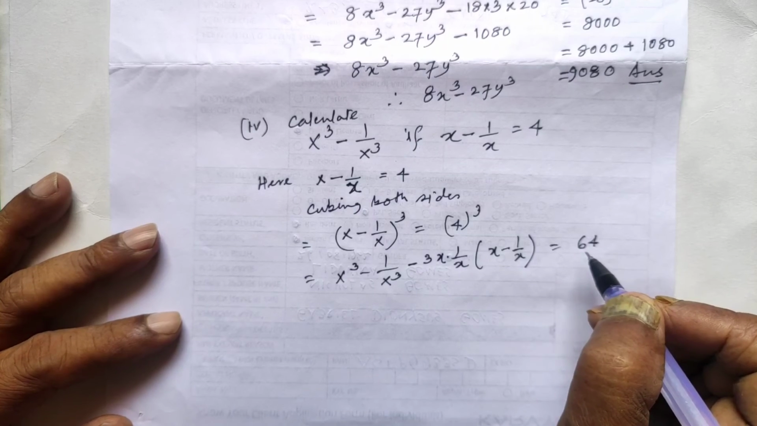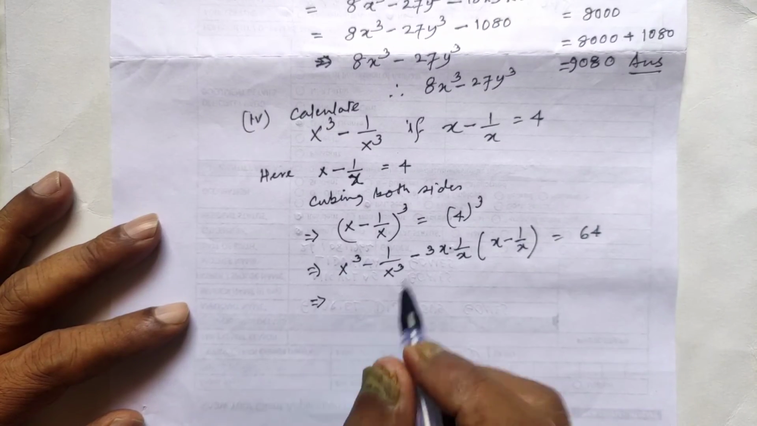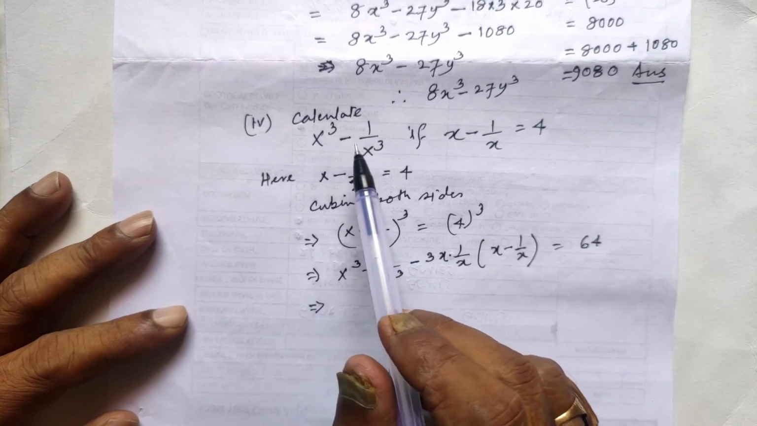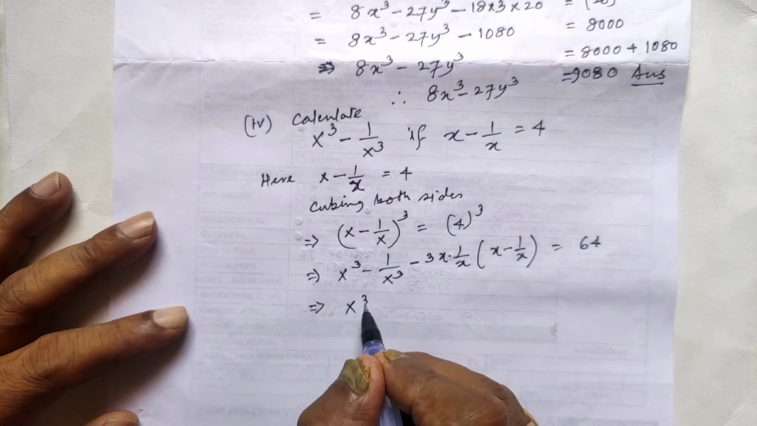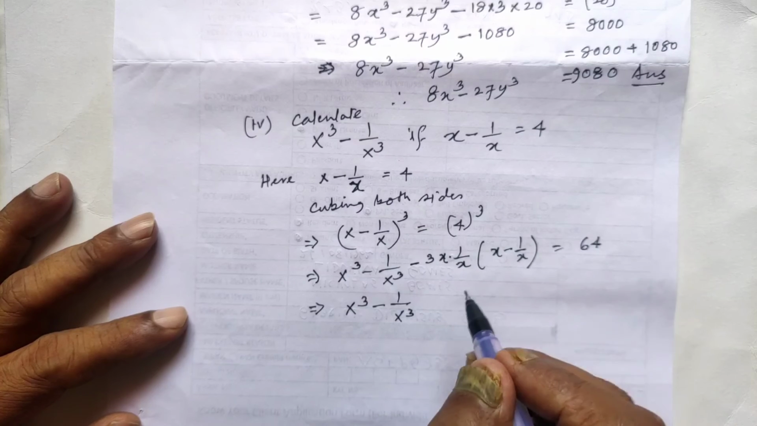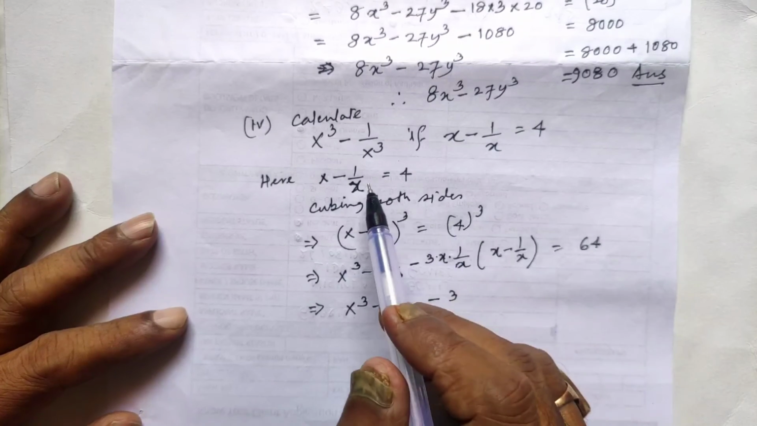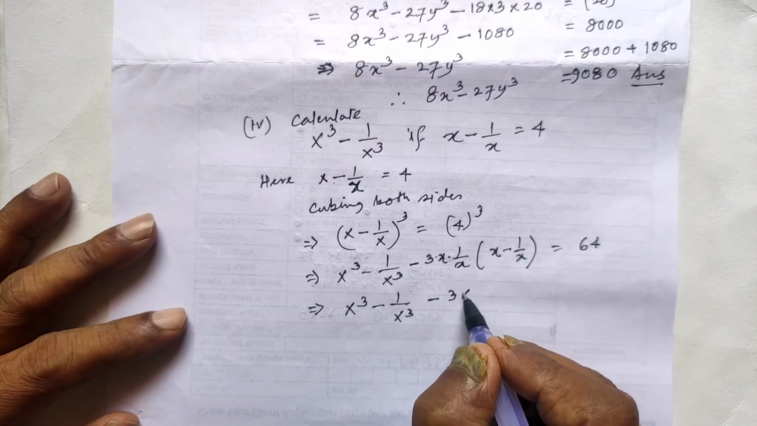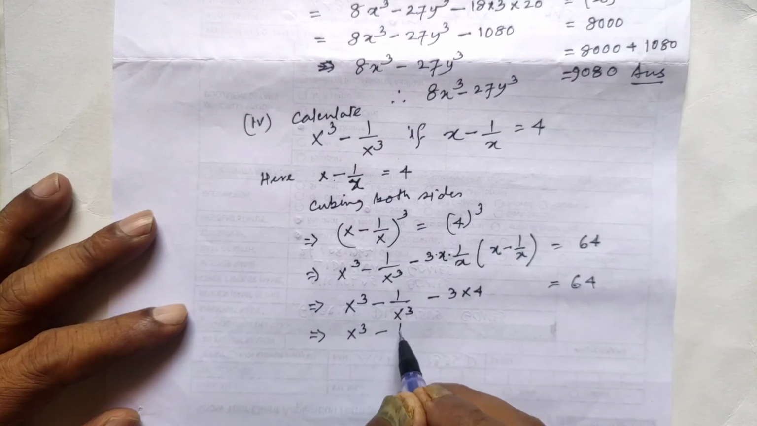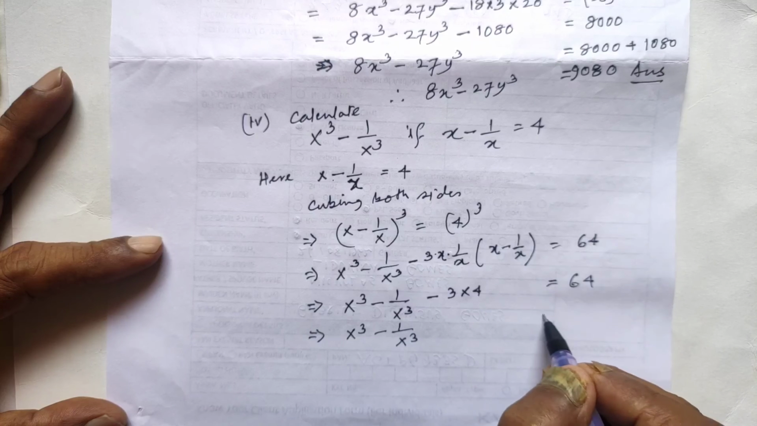That means 64, 4 fours are 16, 16 fours are 64, that you have to keep in mind. So, here the part is very interesting. Calculate this one, x cube minus 1 by x cube. And what is over here? If you cancel x and x, then 3 remains. Over here minus 3, because you are cancelling this and this. And then x minus 1 upon x, this value is given over here, x minus 1 upon x is equal to 4. So, you can write it 4, and equals to 64. And 3 fours are 12, remember that is a minus, minus 12.